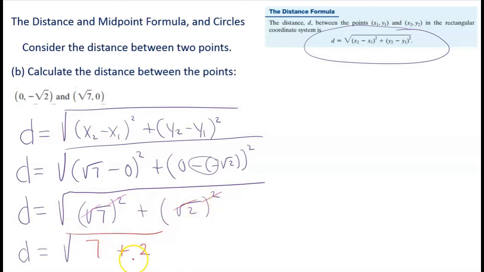Now, don't take the square root of 7 and the square root of 2 separately. That's not the way to go. Neither is changing your pen color in the middle of the problem. So let's keep going. D equals the square root. 7 plus 2 is 9. That's still under our square root.